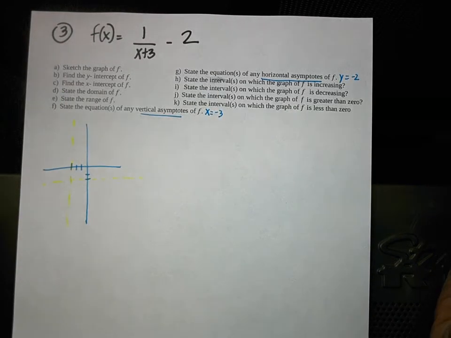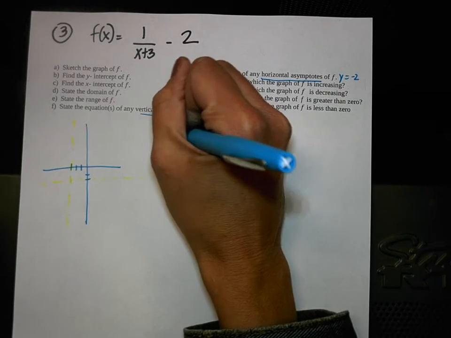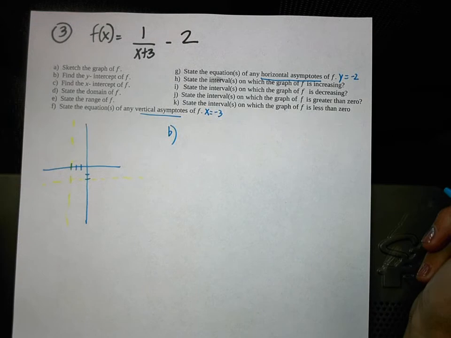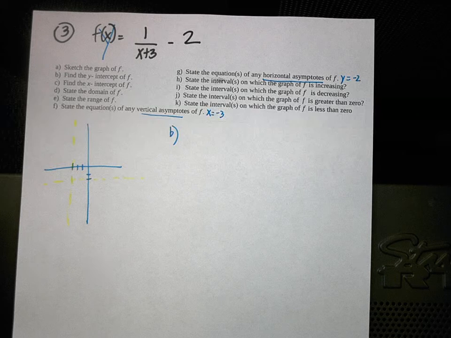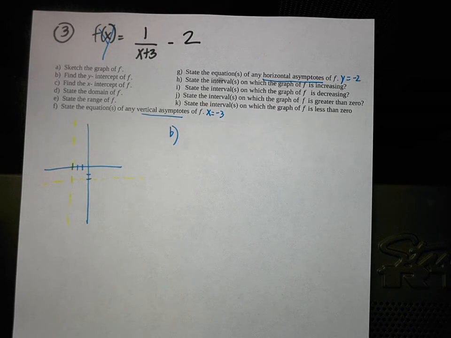So the easiest way to figure that out is by going to B, which is finding the y-intercept, and finding our x-intercept. So I'm going to mark B here, and we're going to find our y-intercept. How do I find the y-intercept? Remember that f of x is the same thing as y, and you would end up plugging in 0 for x and solving for y.